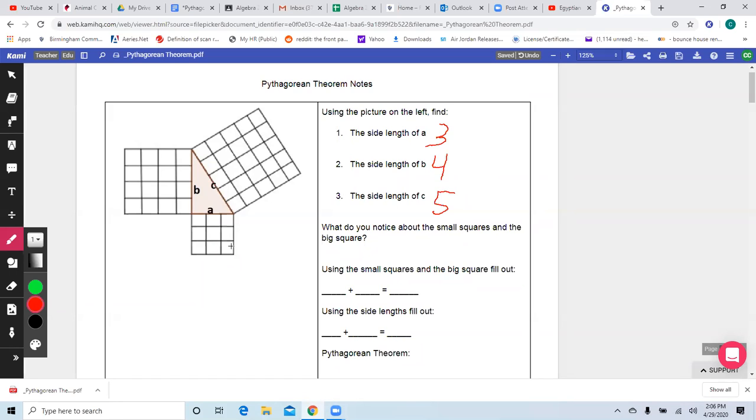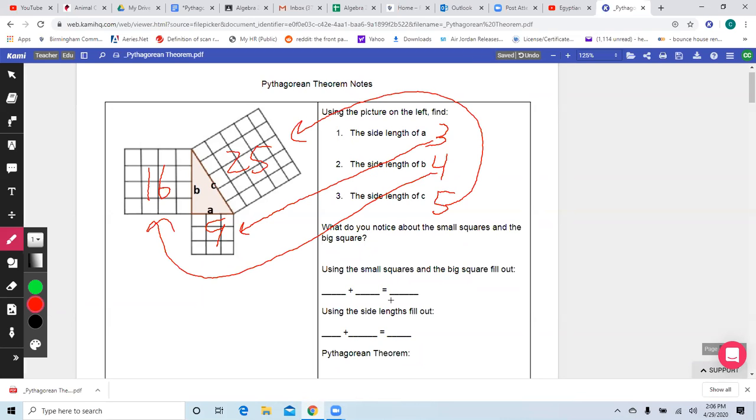Now, if you notice here, I'm going to put the numbers here: this is 9, this is 16, and this is 25. If you notice, 3 belongs to 9, 4 belongs to 16, and 5 belongs to 25. And how did I get that? Well, 3 squared is 9, 4 squared is 16, and 5 squared is 25.